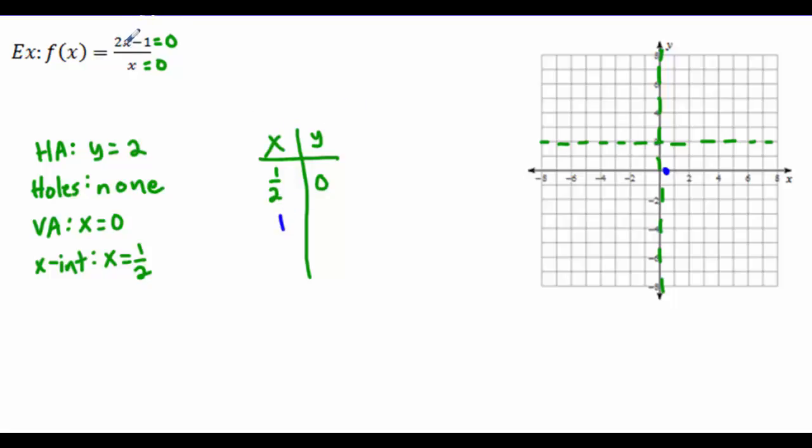If I think about plugging in 1, I get 2 minus 1 on top, which is 1, over 1 on bottom, which is 1. So I can plot 1, 1. And then I can say, okay, well, from the last one, or from plugging this into my calculator, I know that it's supposed to go up towards this asymptote and down towards this asymptote.